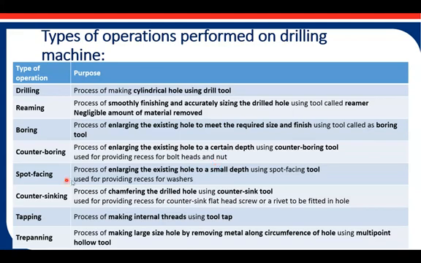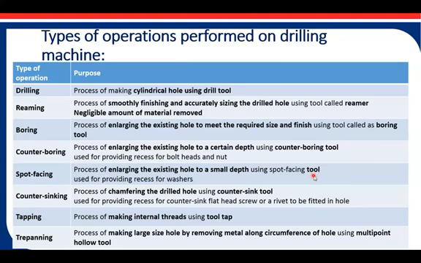Spot facing operation. It is a process of enlarging the existing hole to a small depth using a spot facing tool. This operation is carried out for providing the recess for washers. Countersinking operation. It is a process of chamfering the drilled hole using a countersink tool. Again, it provides the recess for a countersunk flathead screw or rivet to be fitted into the hole.